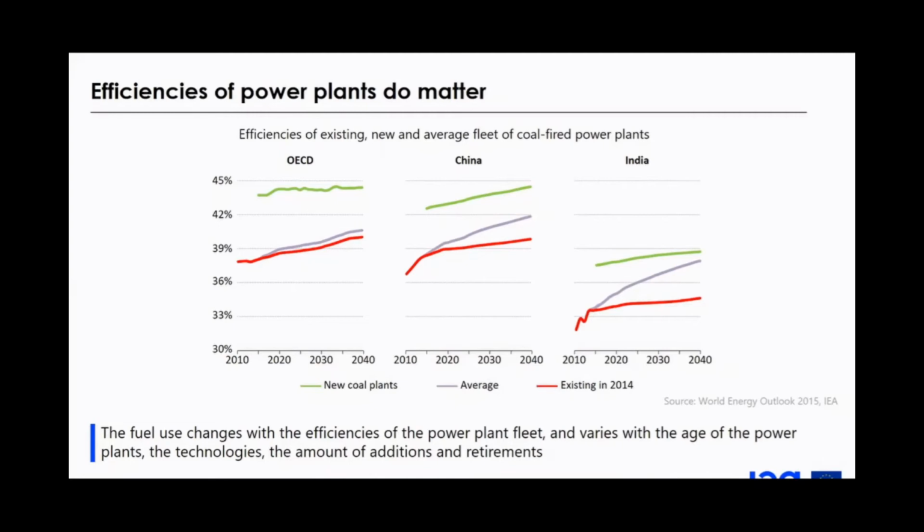So over time, with technical improvements and aging plants out of the park and more efficient new plants coming in, we can see the evolution. In the OECD region, this evolution is really minimal, but as you can see in China and India, as the demand is increasing much faster, we have many more new plants coming in to meet that demand, and these new plants are generally more efficient, having a big impact on efficiencies in the park.